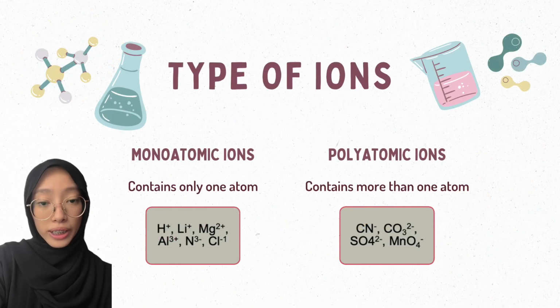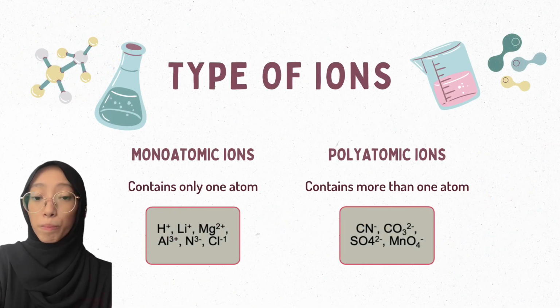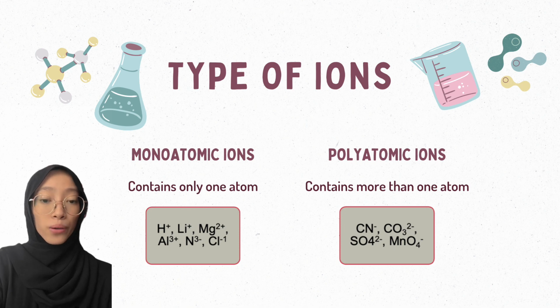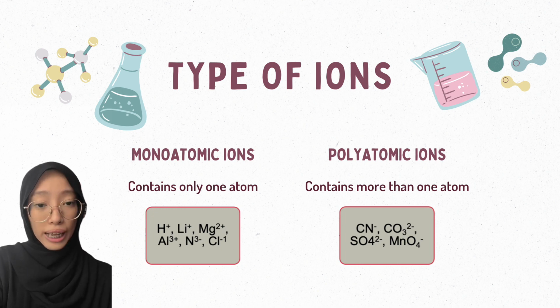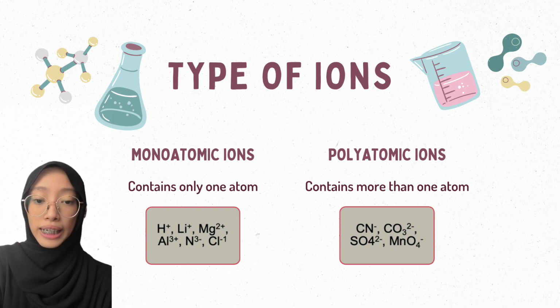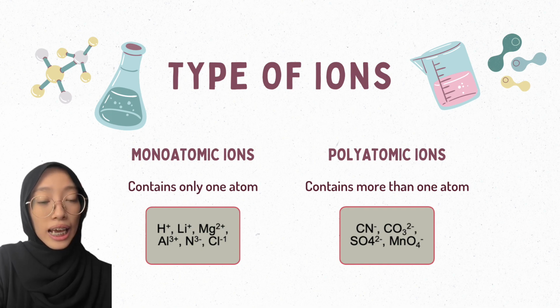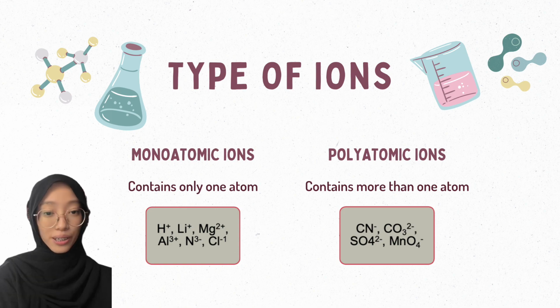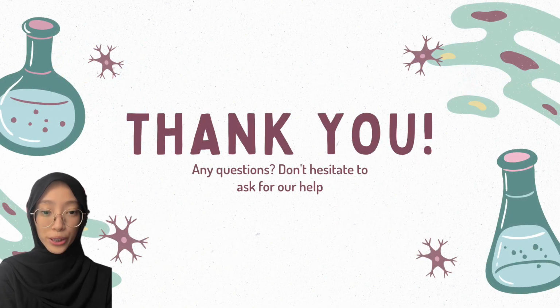Other types of ions are monoatomic ions and polyatomic ions. A monoatomic ion contains only one atom, such as H+, Li+, Mg2+, and Al3+, while polyatomic ions contain more than one atom, such as CN-, CO3 2-, SO4 2-, and MnO4-. So, that's all from subtopic 1.2.